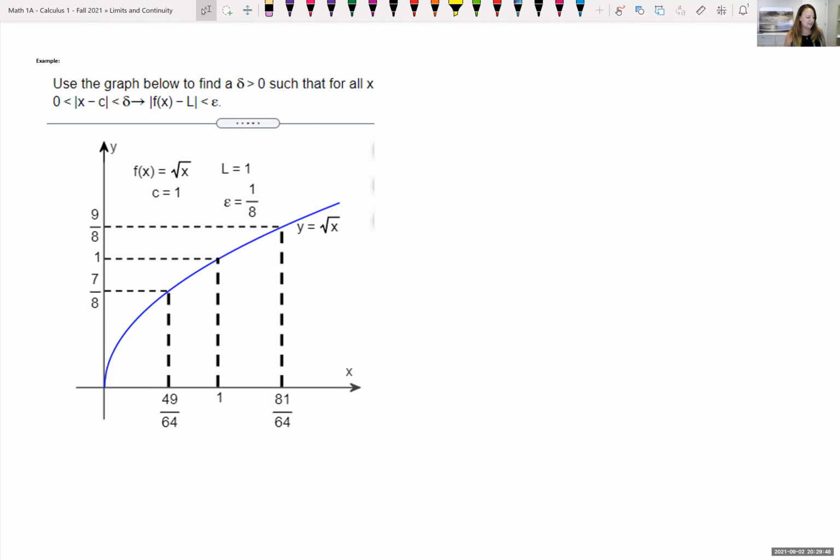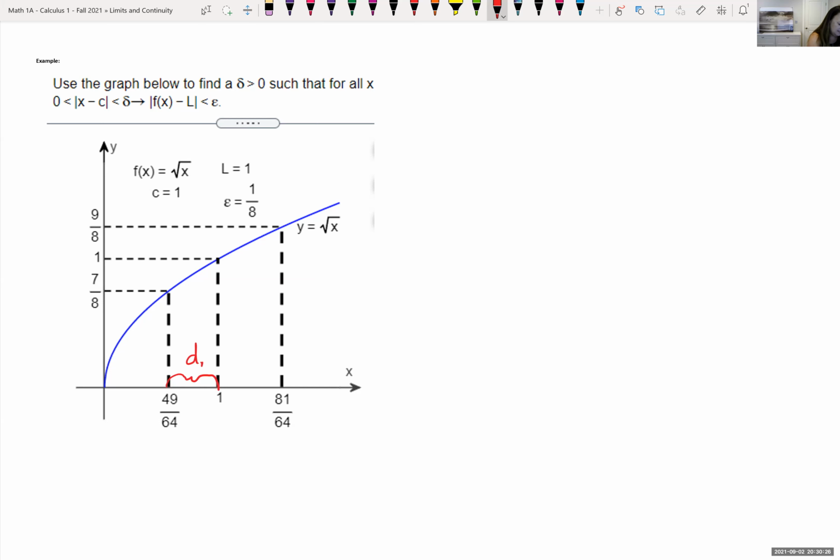Okay, so our next example, we're actually given a picture of a graph, and it says use the graph below to find delta, a delta greater than 0, such that for all x, 0 is less than the absolute value of x minus c, which is less than delta, gives us the fact that the absolute value of f of x minus L is less than epsilon, that distance. So same kind of idea that we were just given. We want to figure out what delta is. And delta is going to be the smaller of these two distances.